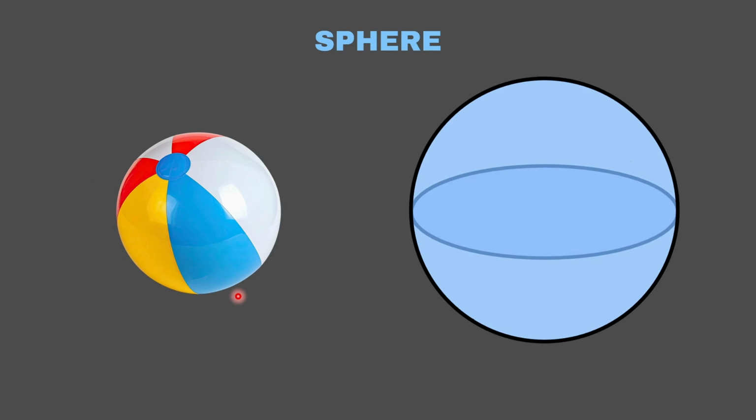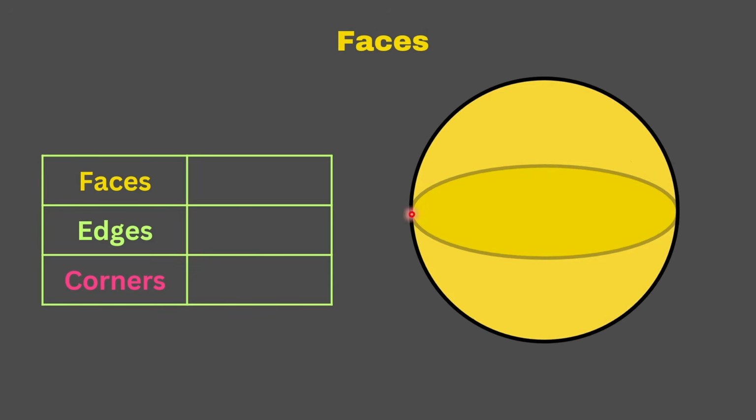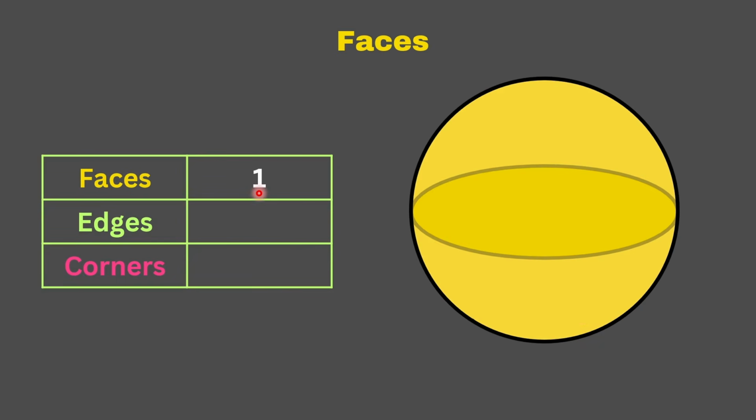Now, we look at a sphere, just like a ball. It's completely round and there is just one smooth curved surface all around. So, it has one face. And if you see, there are no lines where faces meet. So, there are no edges. So, 0 edges. There are no pointy parts as well. So, no corners, 0 corners. So, a sphere has one face, 0 edges and 0 corners.